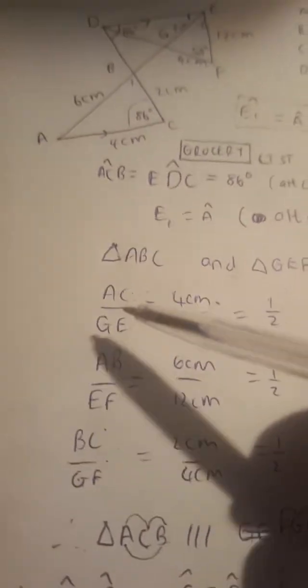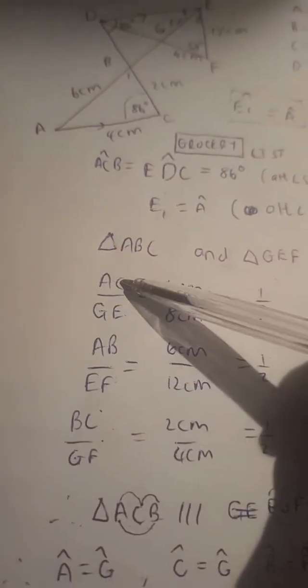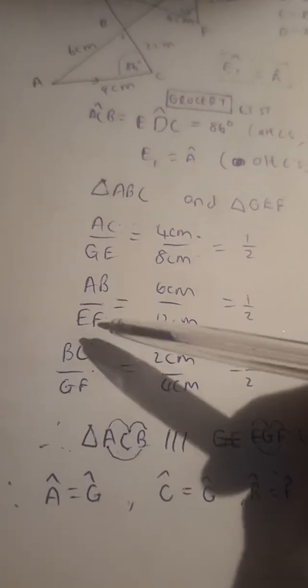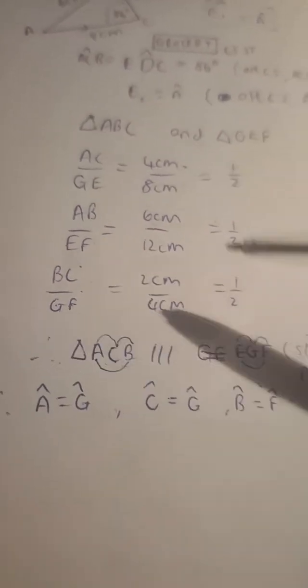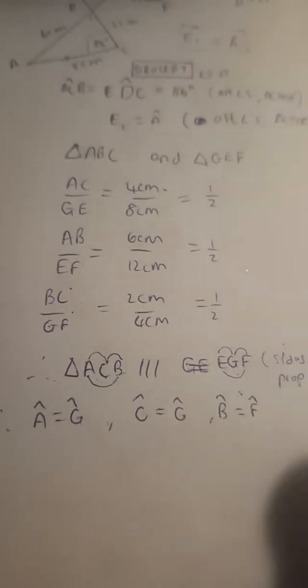So I know I said AC over GE, but maybe someone else would have said GE over AC and gotten 2 over 1. Someone else could have said EF over AB and gotten 2 over 1. Someone else could have said GF over BC and also gotten 2 over 1. That's also 100% correct. Had you done that, that would have been fine.